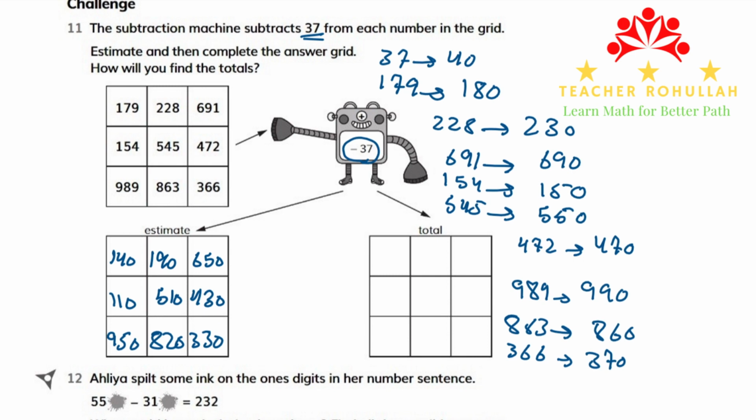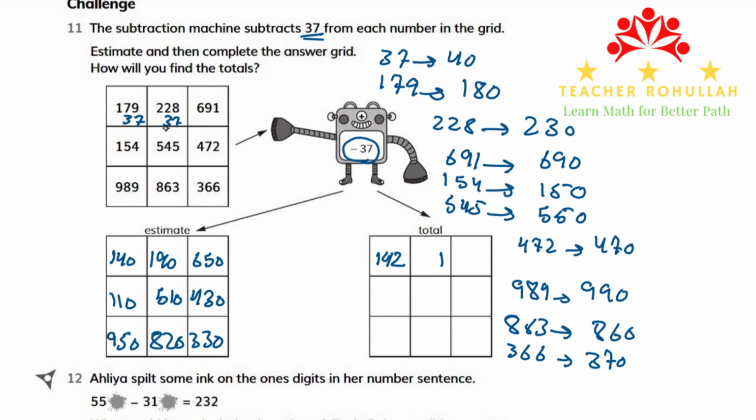Great. We will now find the exact difference between the numbers in the grid and 37. So to easily find the difference between the numbers in the grid and 37, I will write 37 under each number. So here I will use column subtraction. 9 minus 7 is 2, 7 minus 3 is 4, and 1 minus nothing is 1. So the first number is done. Here also I will write 37. 8 minus 7 is 1.